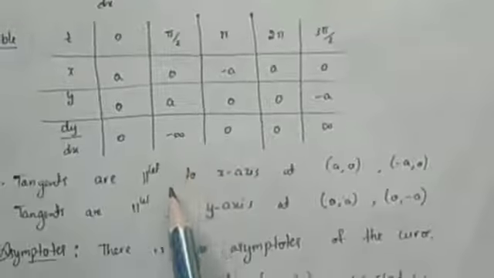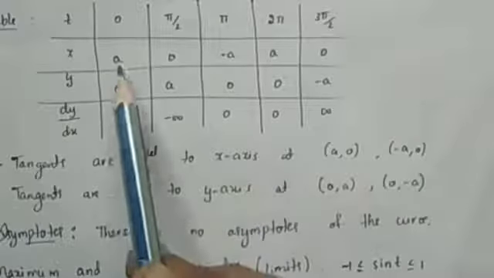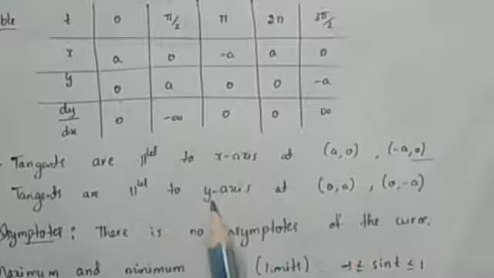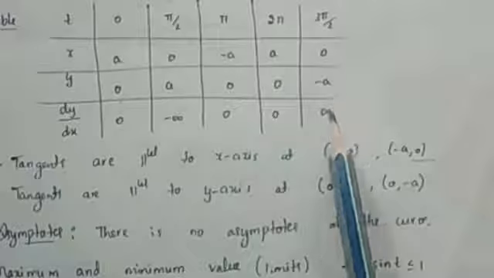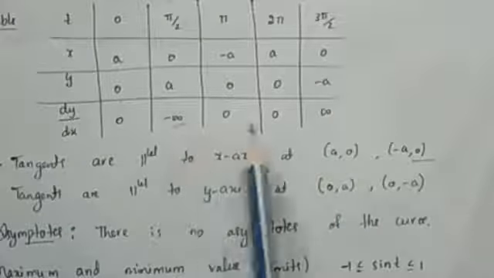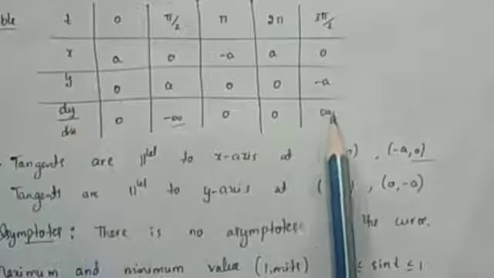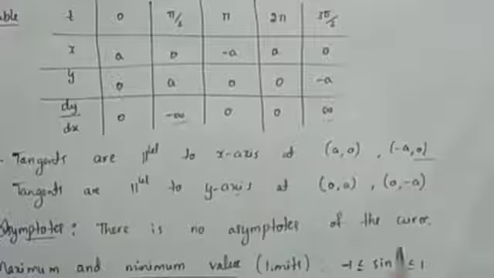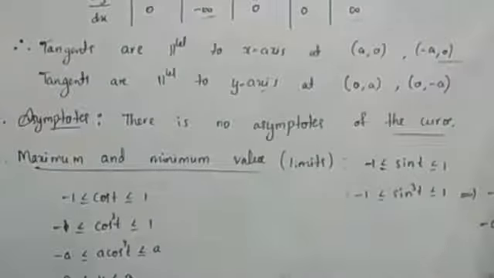We get the tangents are parallel to x-axis at a comma 0 and minus a comma 0, and tangents are parallel to y-axis at 0 comma a and 0 comma minus a. In this case, we get infinity. If you get dy by dx is infinity, the tangents are parallel to y-axis. The next one is the asymptotes. There are no asymptotes of the curve.